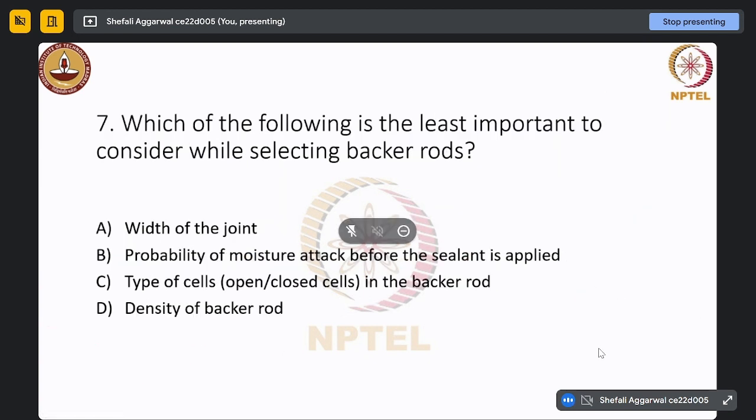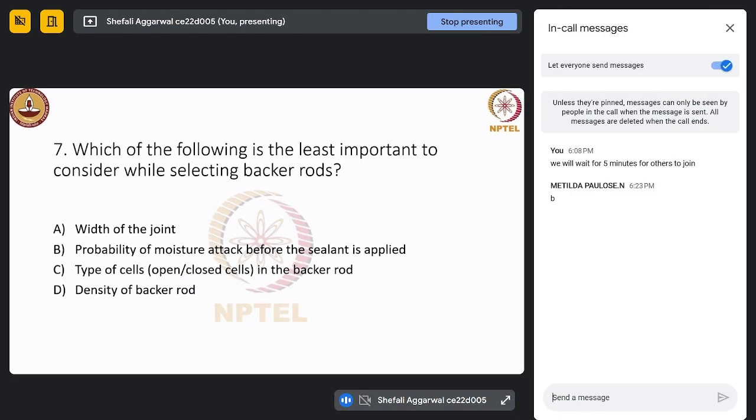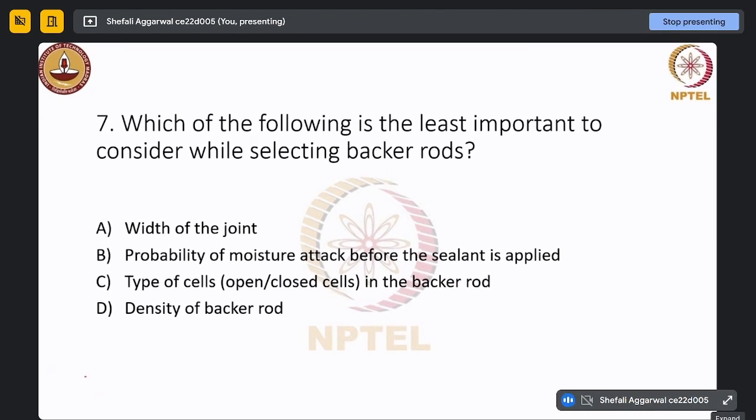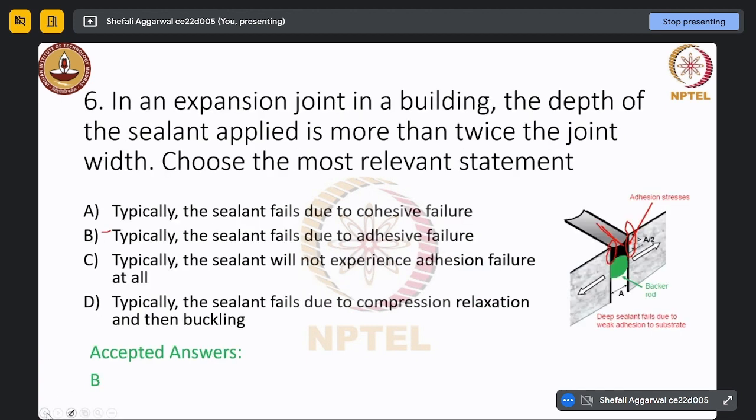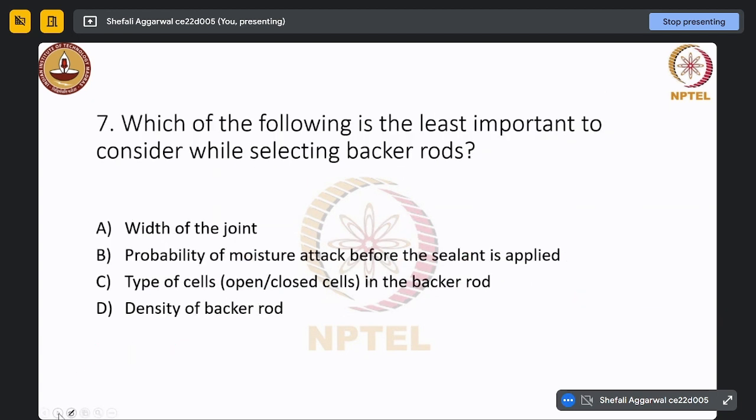Next question. Which of the following is least important to consider while selecting backer rods? So these are the backer rods. It's a cylindrical pipe kind of thing, mostly foam based. So what is the least important thing to be considered while selecting a backer rod? Width of joint, probability of moisture attack before the sealant is applied, type of cells in the backer rod, or density of the backer rod.